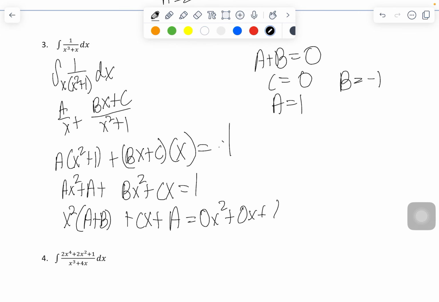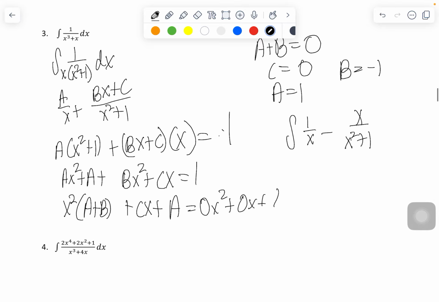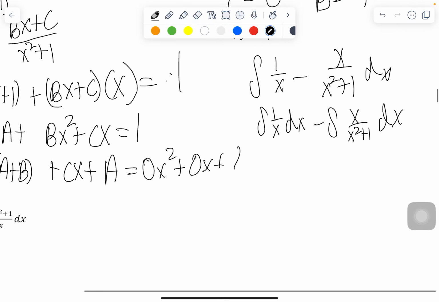And now, once we have our system, we'd have the integral of 1 over x minus x over x squared plus 1. So this would just be the integral of 1 over x minus the integral of x over x squared plus 1, which gives us ln of x.